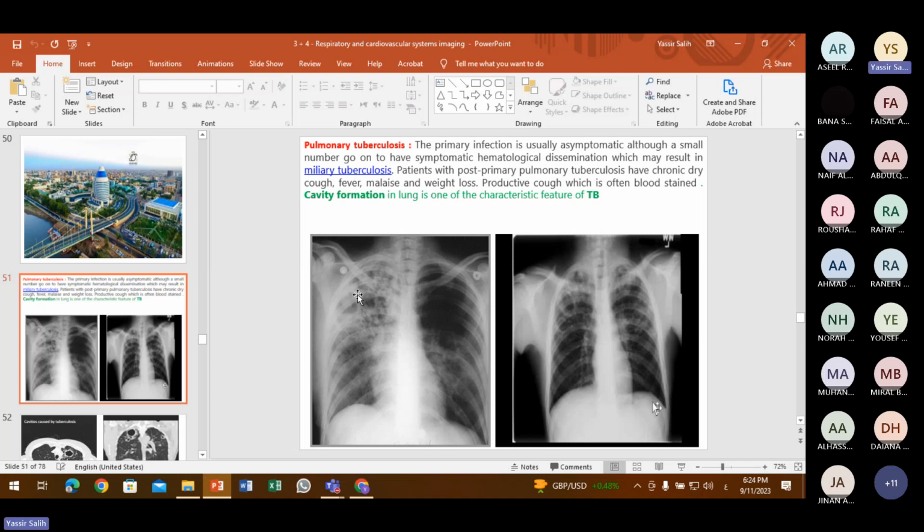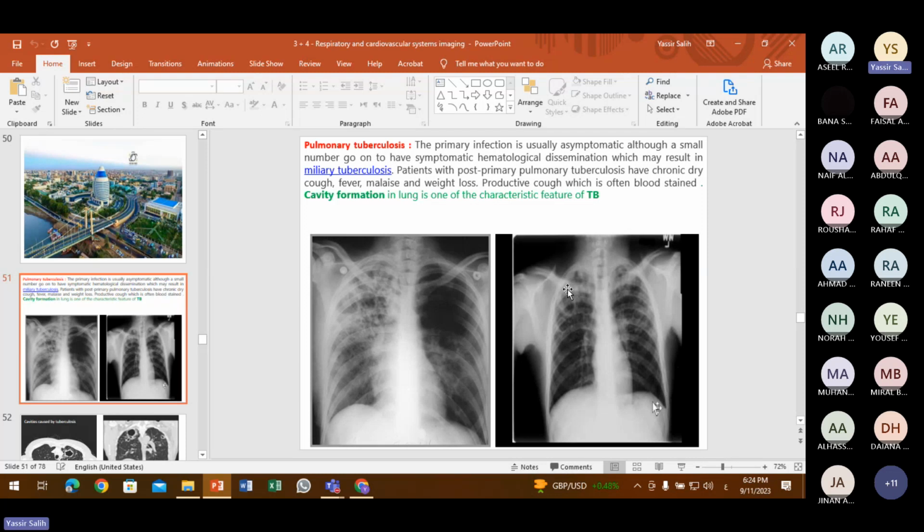You can see this is a cavitary lesion. A cavity means you have an opacified area, and in the center there is air. This is a cavity, and this is also a cavity. The cavitary lesion is one of the characteristic features of tuberculosis.